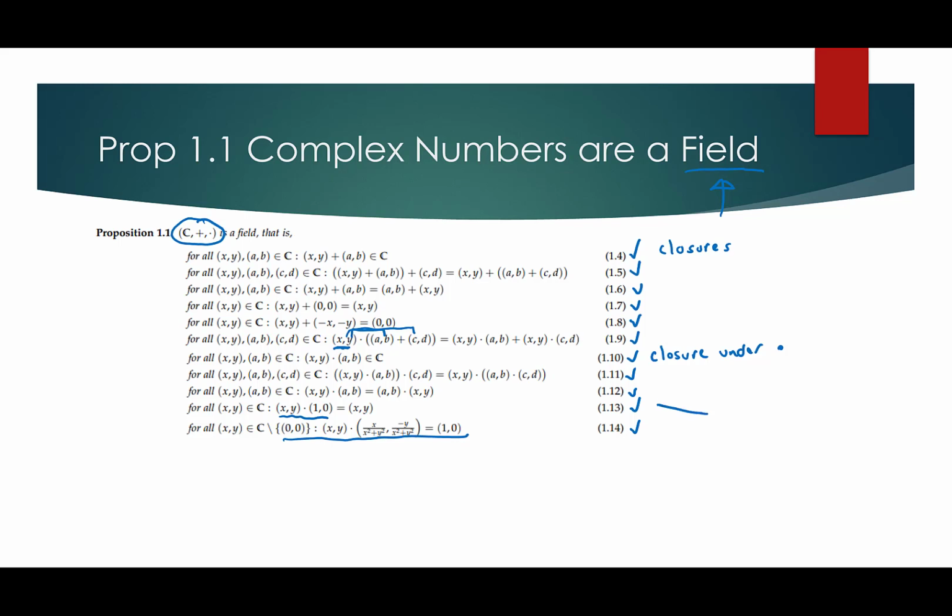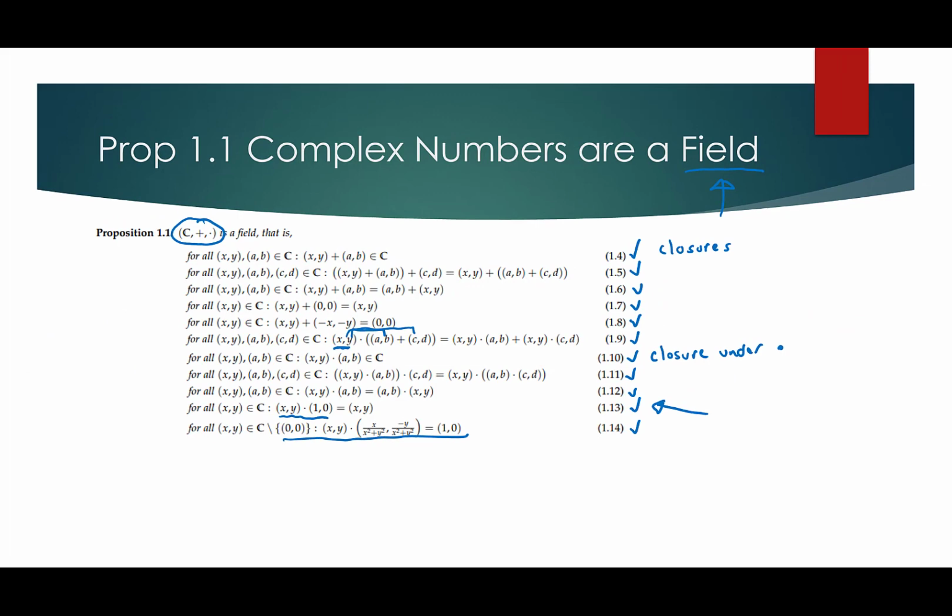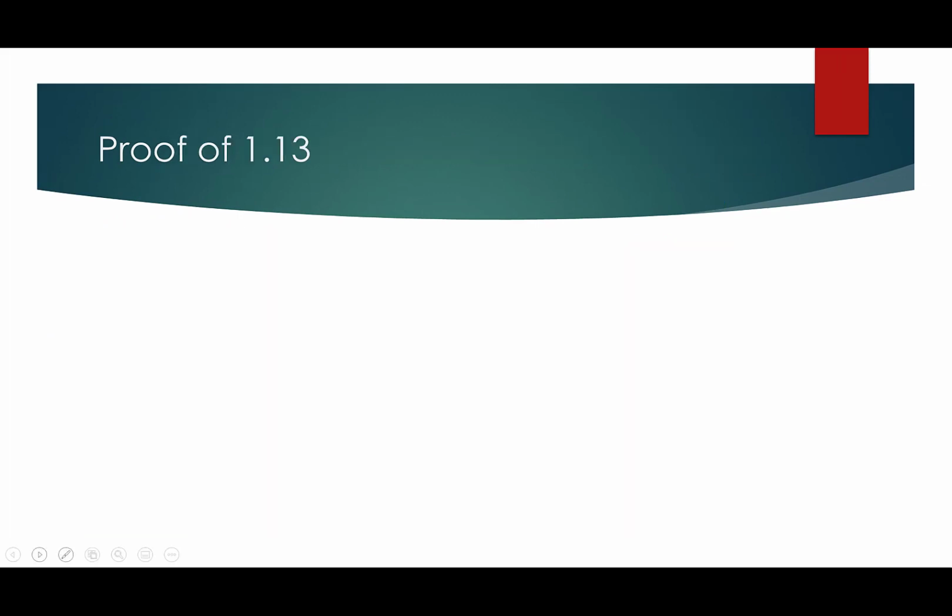We're actually going to prove one of them today, just to show you how to prove one. We'll prove 1.13. Next slide, please. There we go. Okay. So what we want to prove is 1.13, which said that if we take xy and multiply it by 1, 0, we actually get xy back. This is what we would call in abstract algebra the identity property. Okay, so recall, so proof.